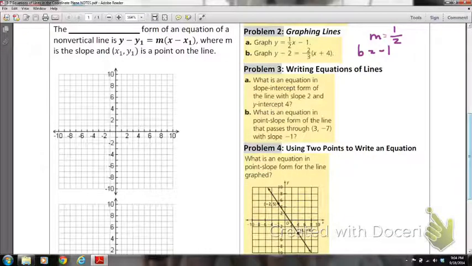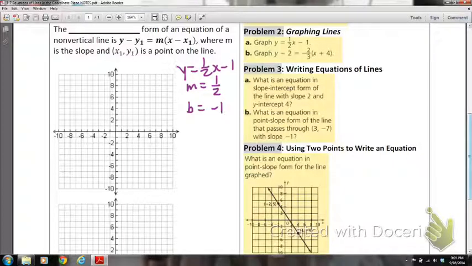So let's go over to the left side of the page to graph that one. On this graph of y equals 1/2 x minus 1, we said that m, the slope, is 1/2, and that your y-intercept is -1. So plot the y-intercept first. It intercepts or crosses the y-axis at y is -1. So that's your starting point for the graph.